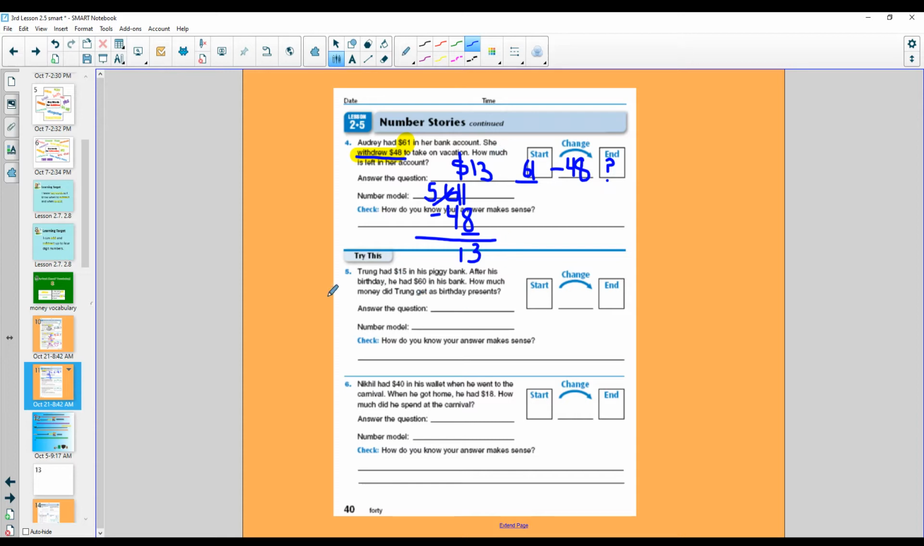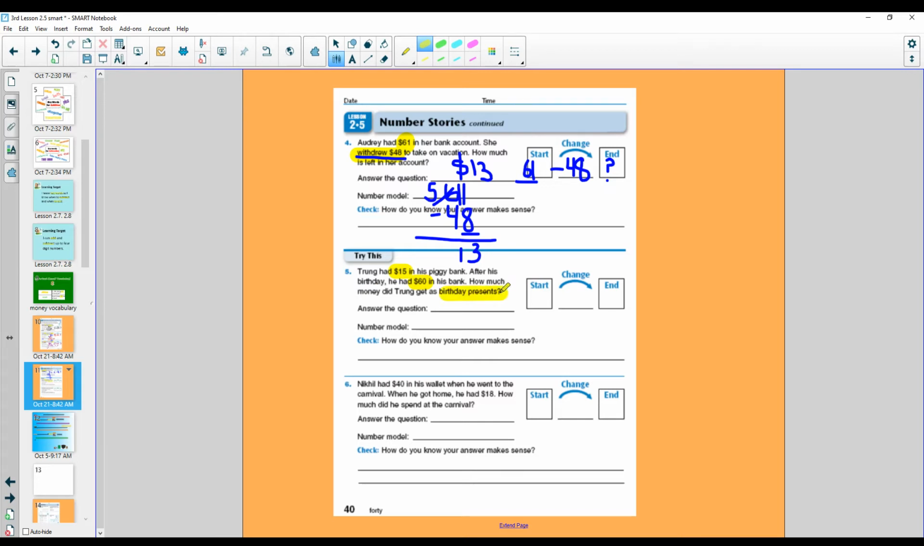We're going to just do one more. If you want to do this one for extra, you go right ahead. These are the try this because these are a little bit more tricky. Trung had $15 in his piggy bank. After his birthday, he had $60 in his bank. How much money did he get for a birthday present?